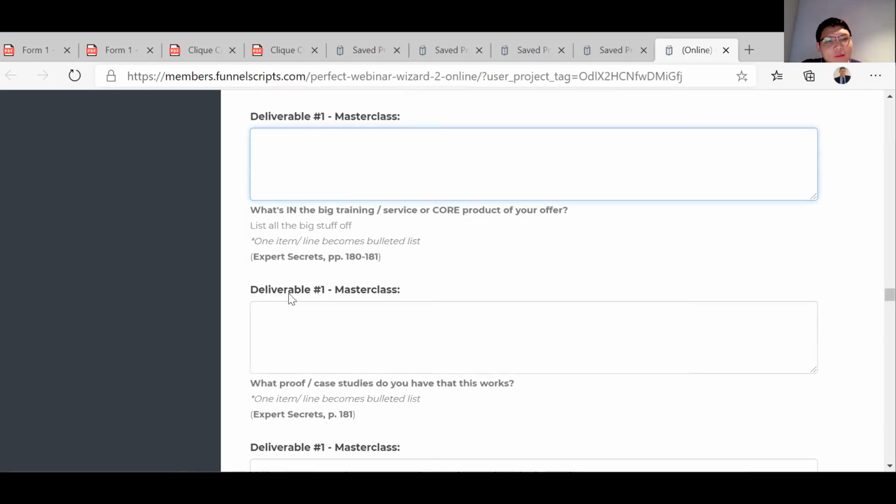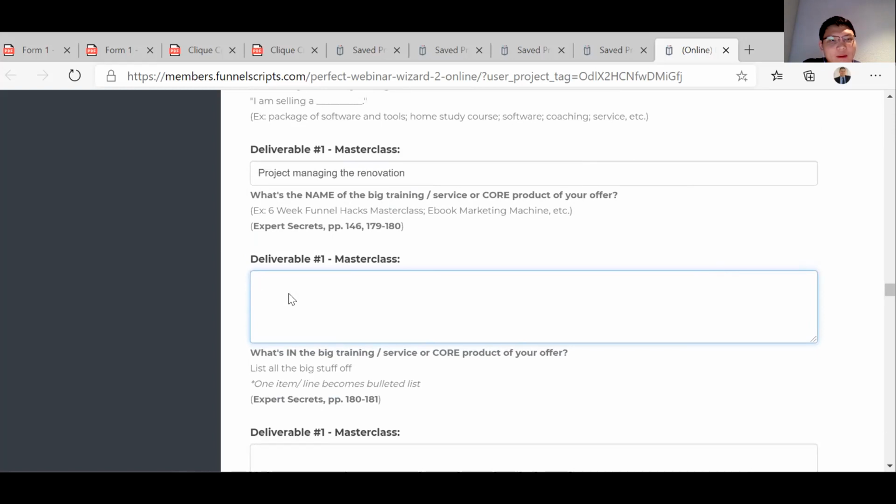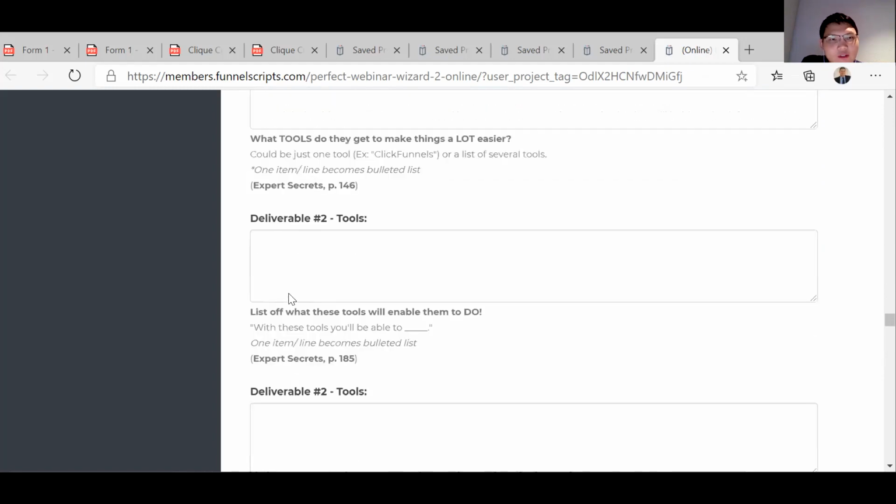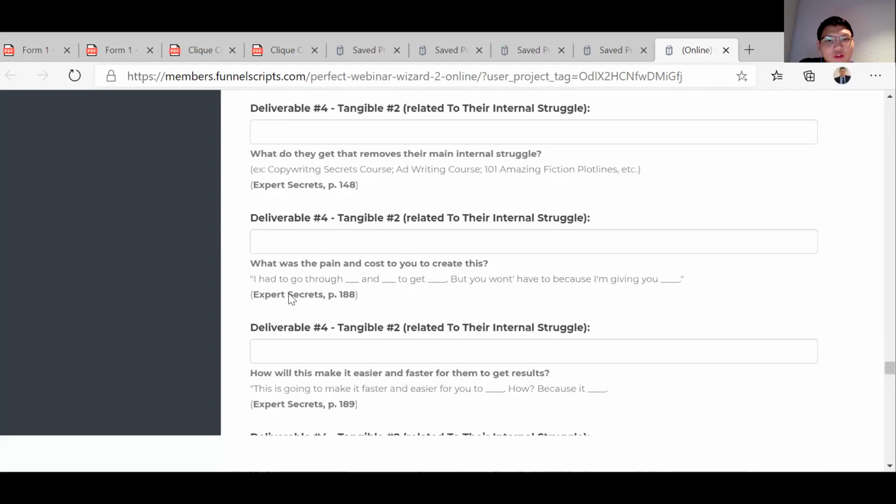So if you picture in your mind, that is your product number one. Then what is inside? So basically break down product number one. What is inside product number one? Like a project manager for renovation, what does that mean? What are you going to do? What are the tasks you are going to do? If you can, write down the tasks you're going to do.